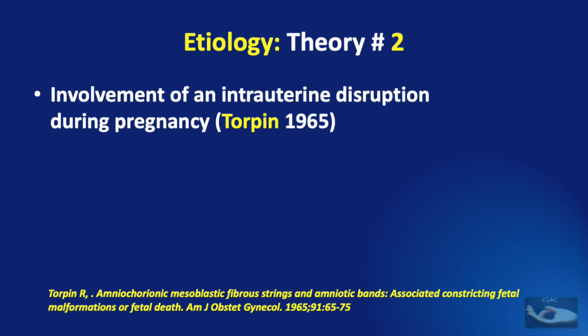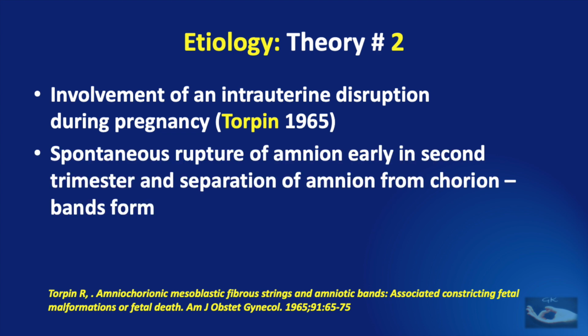The second theory, proposed by Turpin in 1965, said that it was involvement of an intrauterine disruption during pregnancy followed by a cascade of events involving amniotic rupture. When spontaneous rupture of the amnion occurs early in the second trimester, the separation of the amnion from the chorion produces many small thin strands that can become entangled within the digits and toes. Later, as the fetus grows but the bands do not, the bands become constricting. This constriction reduces the blood circulation and hence causes congenital abnormalities in the growing embryo.